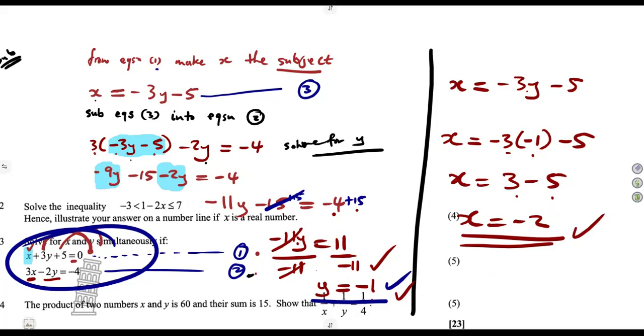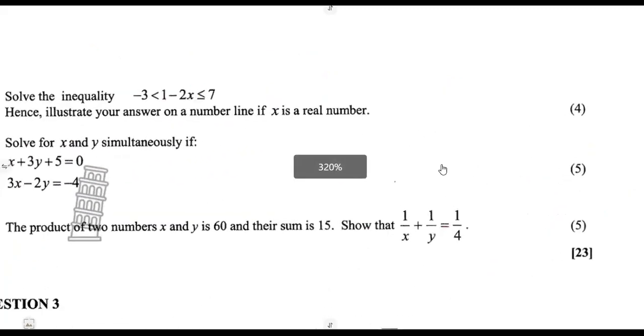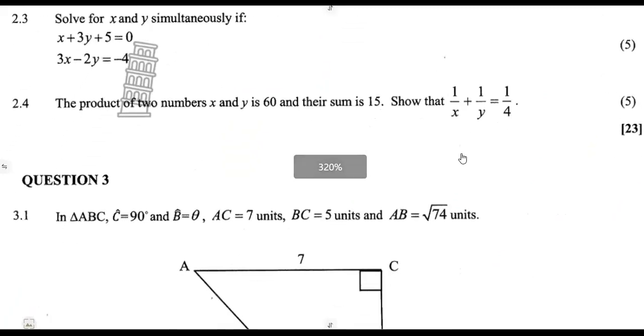I want you to use any other method of solving the simultaneous equations, guys. Can we apply that and see if we're going to have the same answers?